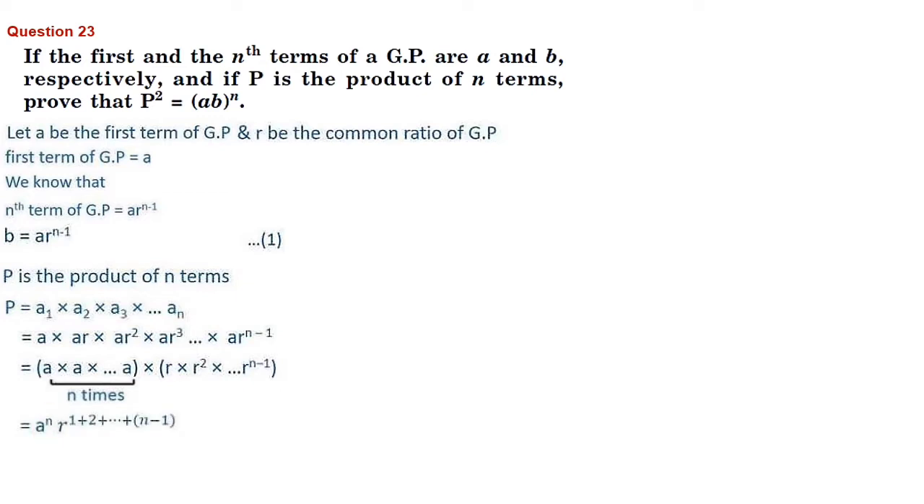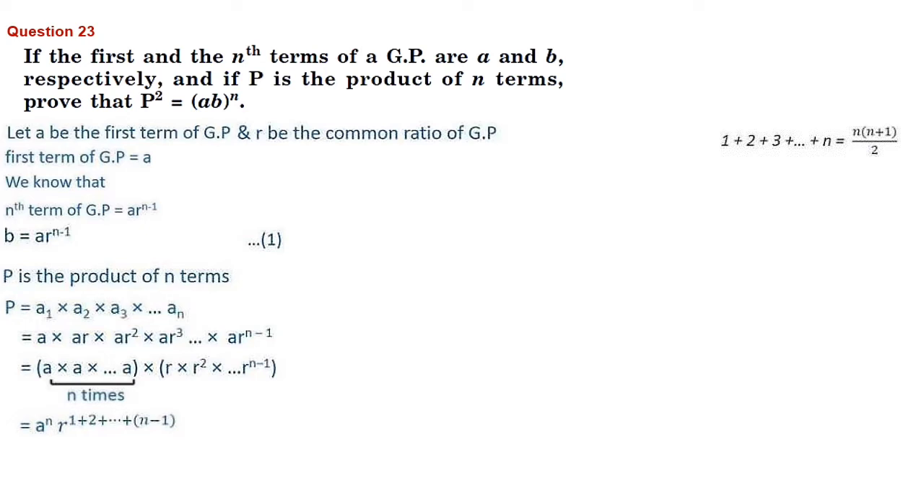Then here the powers we are adding. Since the bases are same, powers we can add: 1 plus 2 plus etc. plus n minus 1 powers. Then here we know that 1 plus 2 plus 3 plus etc. is the sum of first n natural numbers. In AP we have studied. You can just learn this by heart as a formula. Sum of first n natural numbers is n into n plus 1 by 2. Very easily we can calculate the sum of first n natural numbers.